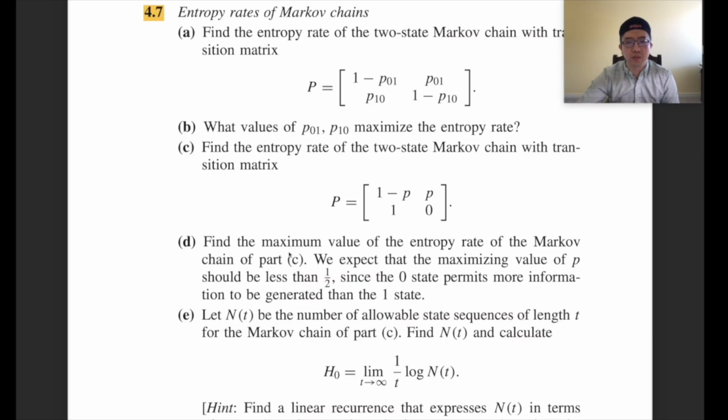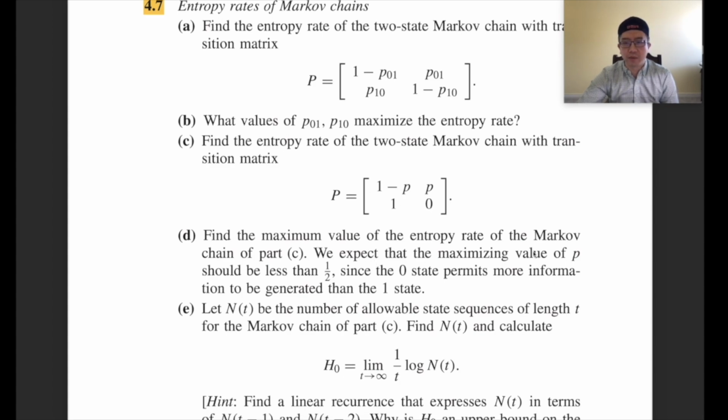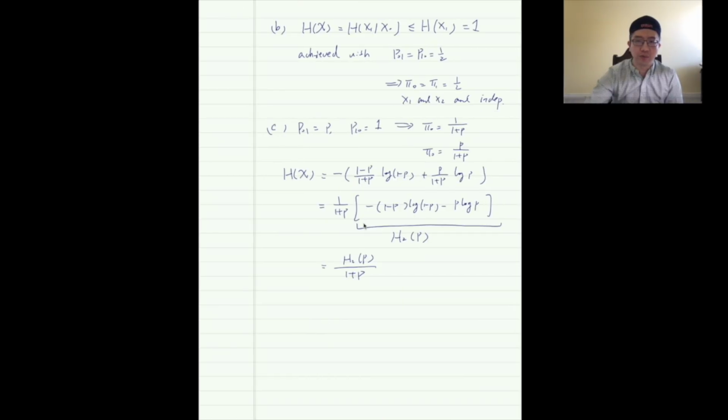For part D, we need to find the maximum entropy rate of the Markov chain of part C. To maximize this entropy rate, we expect that the maximizing value of P should be less than half, since the 0 state permits more information to be generated than the 1 state. The 0 state is more uncertain, because if we start at 1, then we get to 0 for sure. Very good.